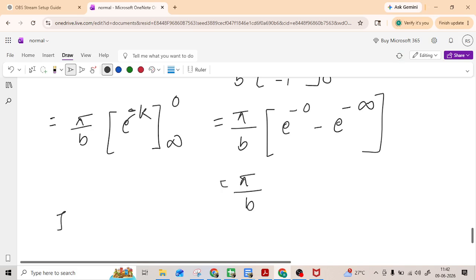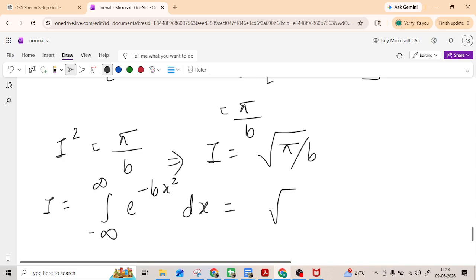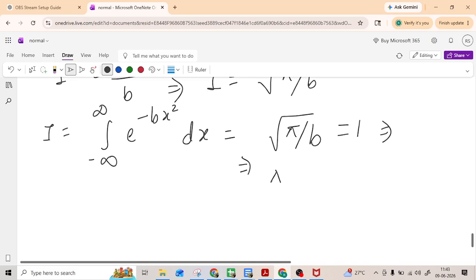So I square is pi by b, which means I becomes root pi by b. But what was I? It was the integration from minus infinity to infinity of e raised to the power minus b x square dx, and it is coming out to be root pi by b. Now, is it equal to 1? It can only be equal to 1 when pi by b equal to 1, or pi is equal to b, which need not always be true.